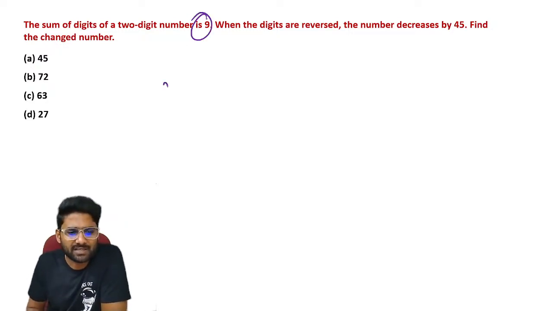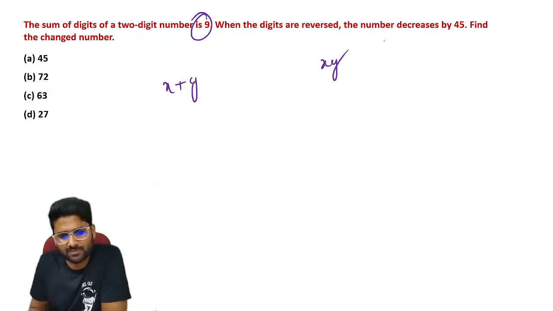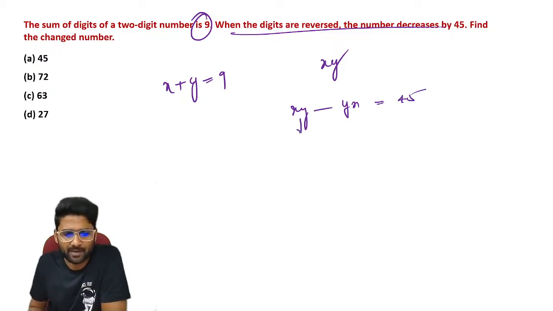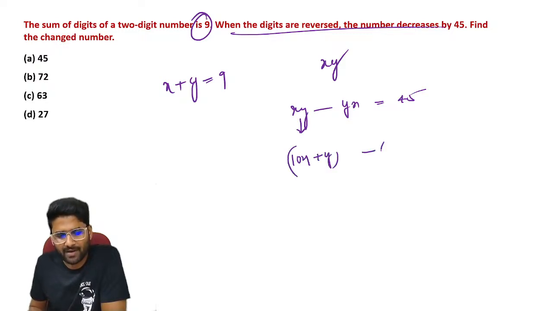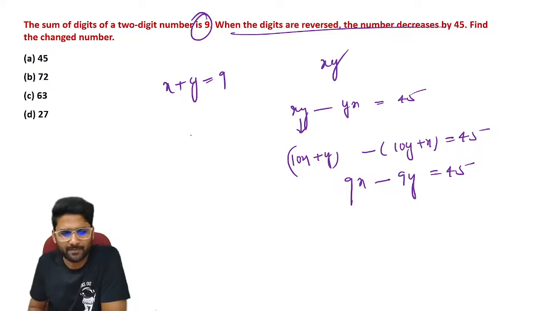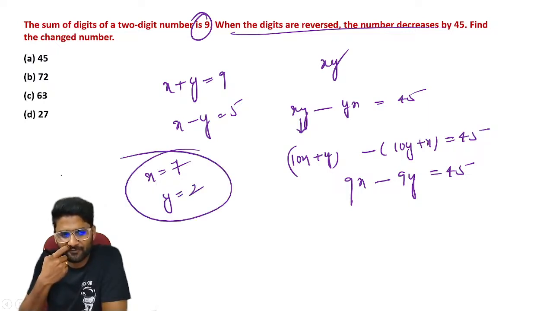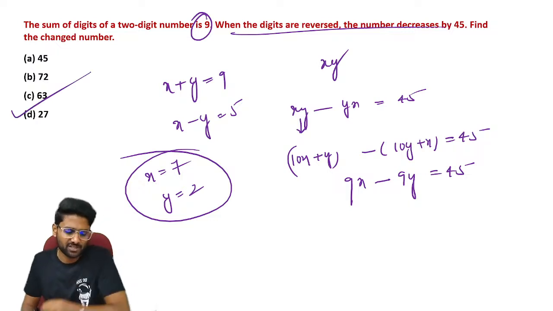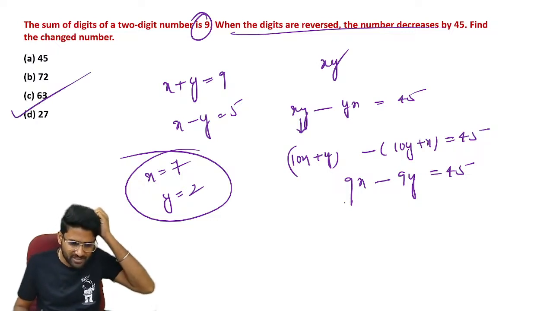Next one. The sum of the two digits is 9. Let us take xy as a two-digit number, and the sum of the two digits is 9. When the digits are reversed, the number is decreased by 45. Value of xy is 10x plus y. Value of yx is 10y plus x. The difference is 45. 9x minus 9y is equal to 45. Then x minus y is equal to 5. So definitely the x value is 7 and the y value is 2. Now the question: find the changed number. The initial number is 72. If you reverse it, the resultant becomes 27.